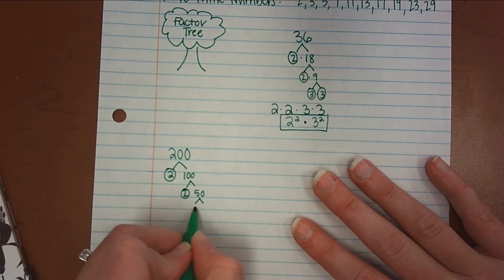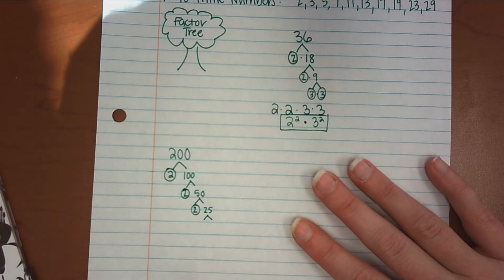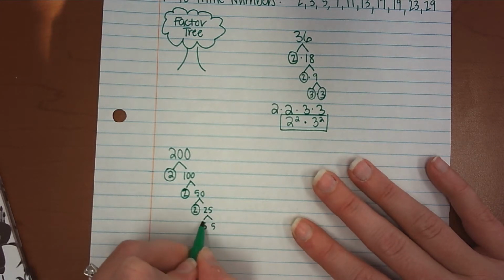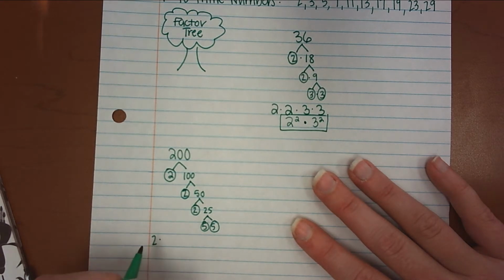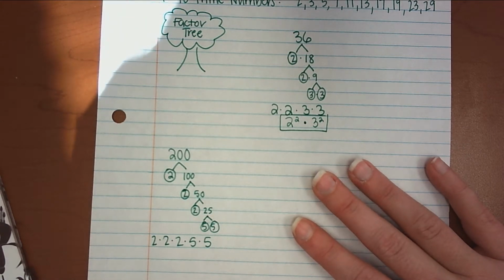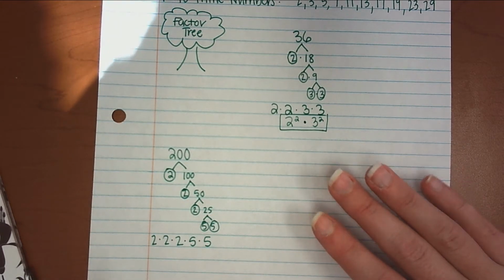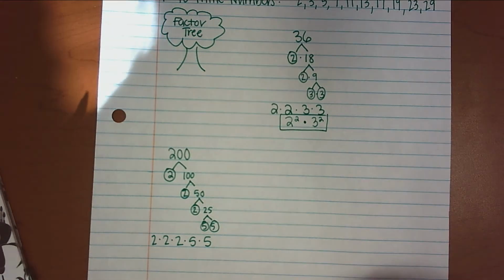50's factors can be 2 and 25. So I'm going to circle my 2. And still my 25 can break down into 5 and 5. 5 is prime, so I circle both 5s. And when I rewrite this in order least to greatest, 2 times 2 times 2 times 5 times 5, I've got my prime factorization.